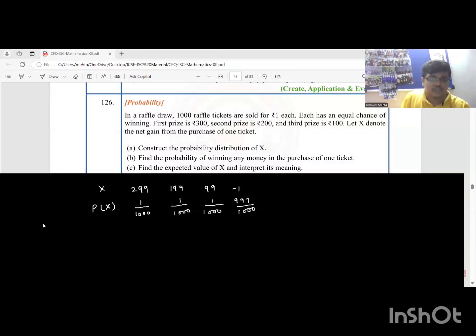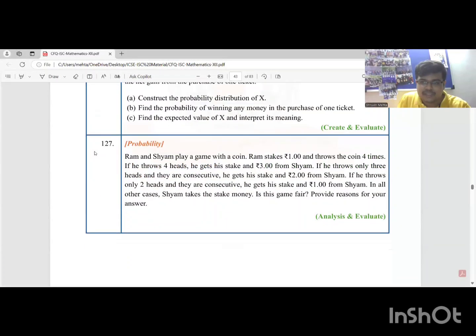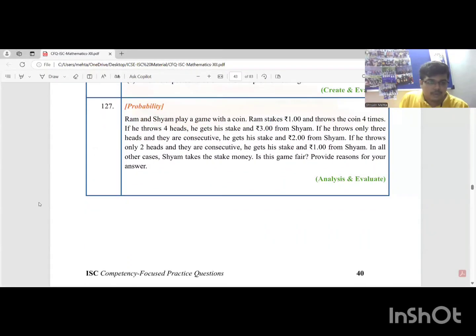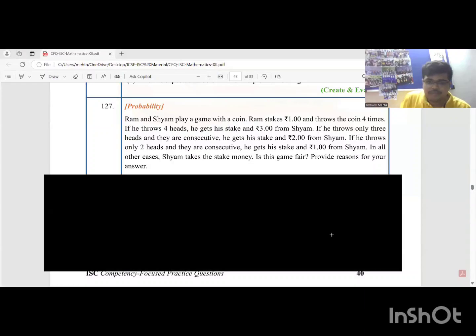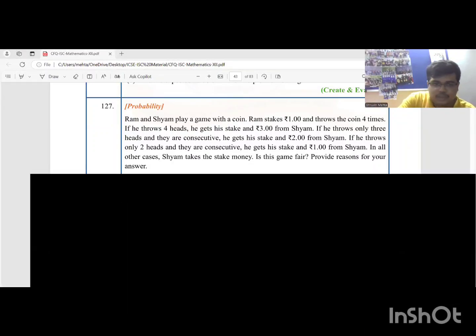And that leaves us with one last question of probability. That's question 127. In question 127, again, students, I'll tell you how to form the table. Once you get the table, then it's super easy. You can finish it off. So students, 127, Ram and Sham play a game with a coin. Ram stakes rupee 1 and throws the coin 4 times. It's a case of 4 tosses. If he throws 4 heads, he gets his stake and rupees 3.